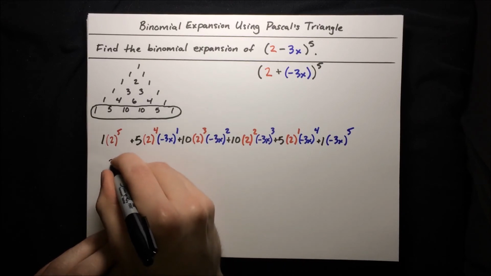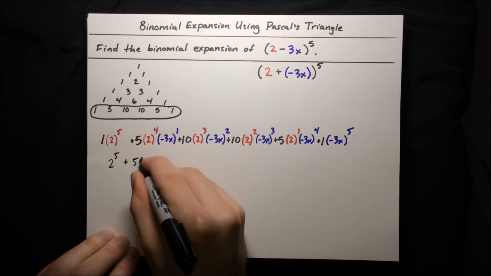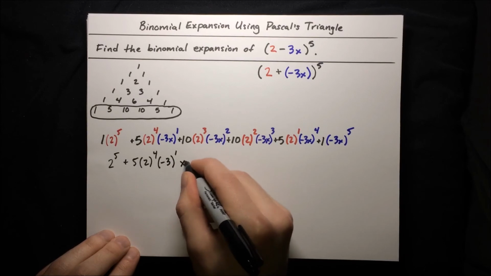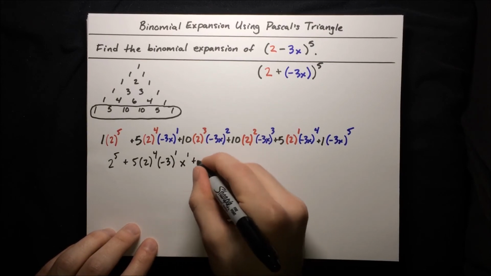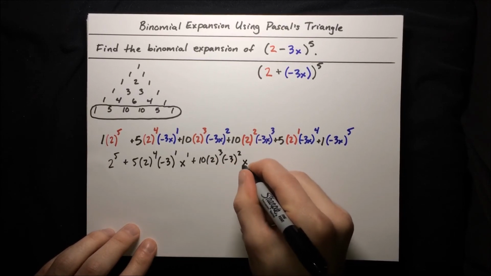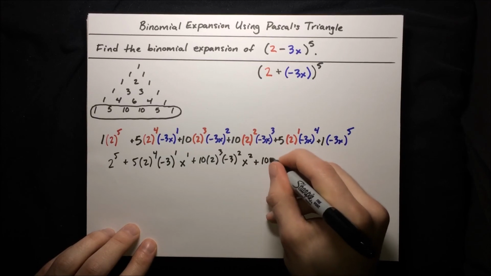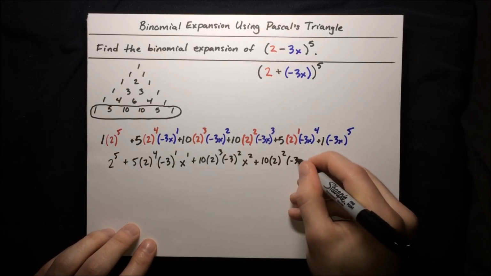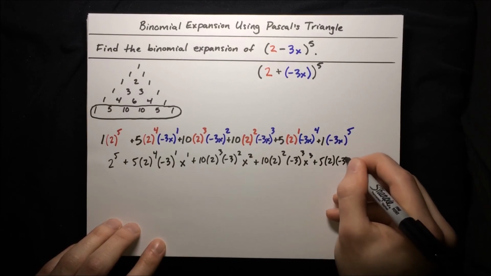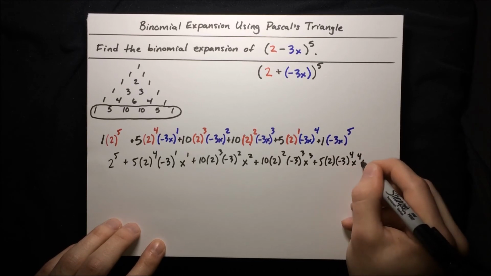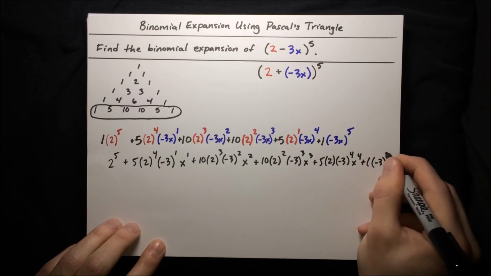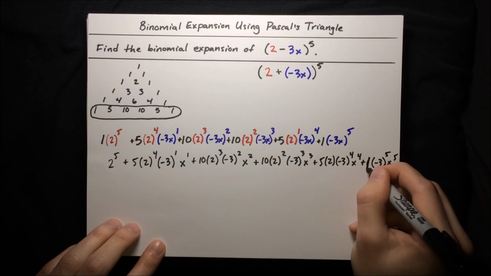So this first term is just 2 to the 5th, then plus 5 times 2 to the 4th, times negative 3 to the 1st power, times x to the 1st power. And then plus 10 times 2 to the 3rd times negative 3 to the 2nd power, times x to the 2nd power, and just continue writing it down like this. Negative 3 to the 3rd, x to the 3rd, plus 5 times 2 times negative 3 to the 4th, x to the 4th, plus 1 times negative 3 to the 5th, x to the 5th. Okay, 1 is a 1, not a parenthesis.